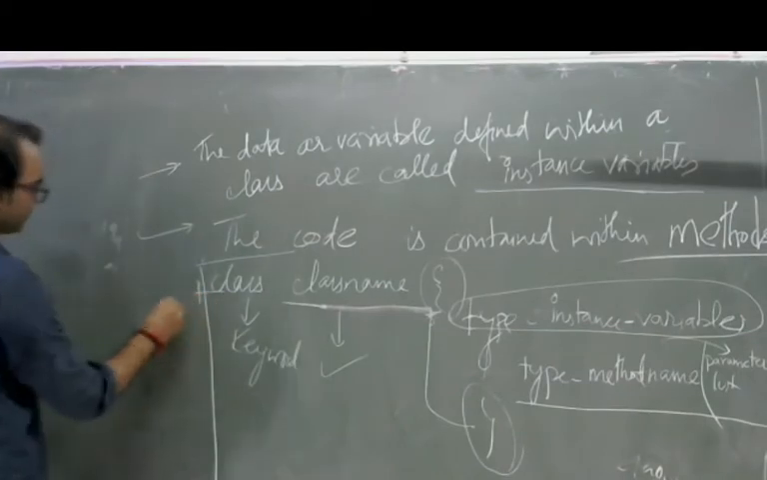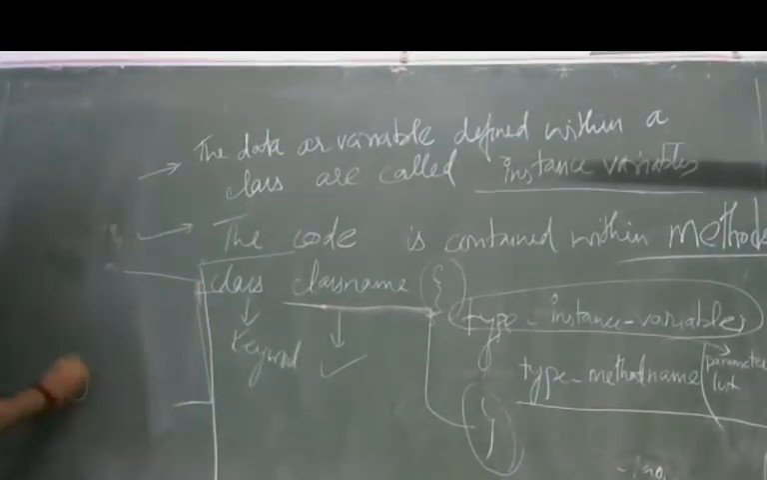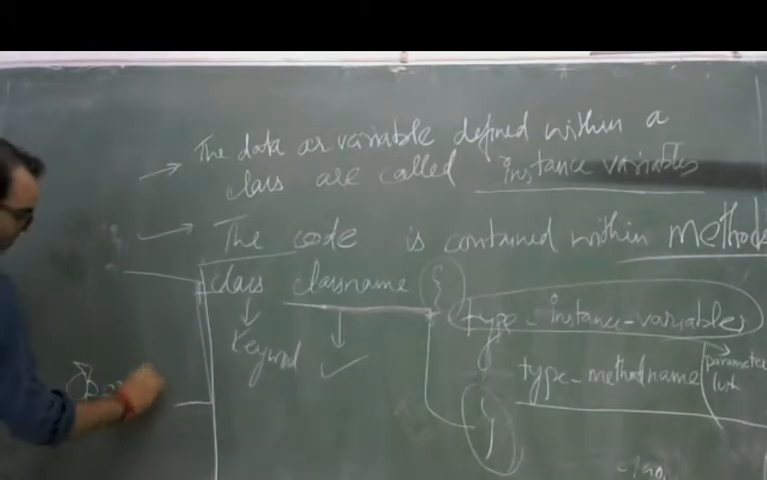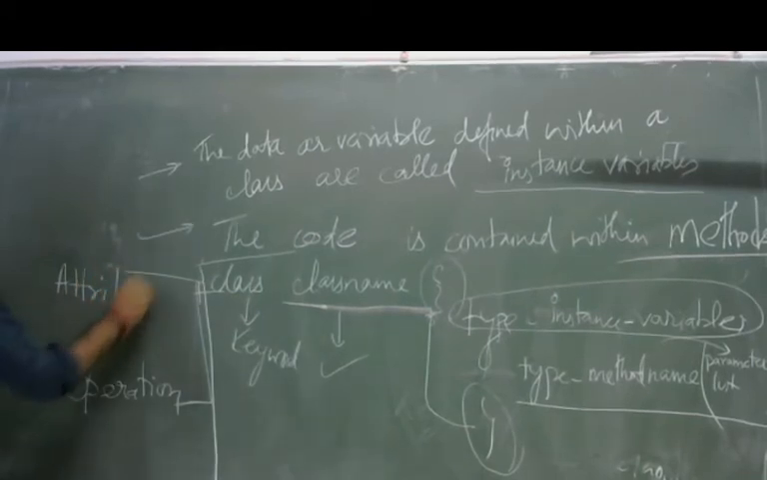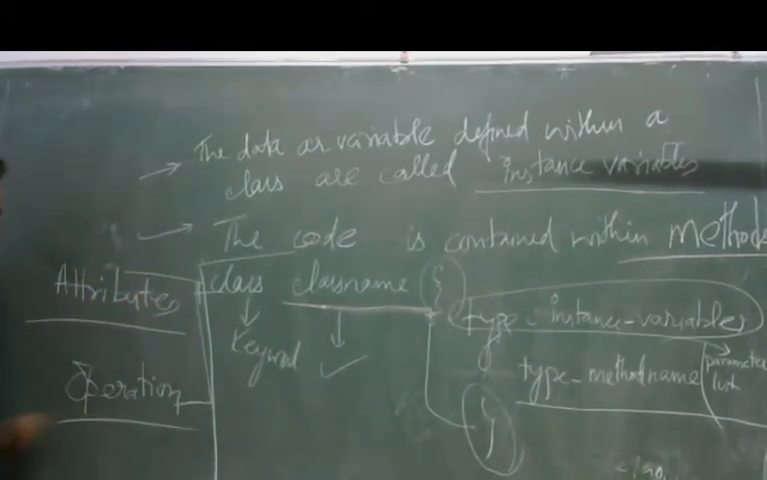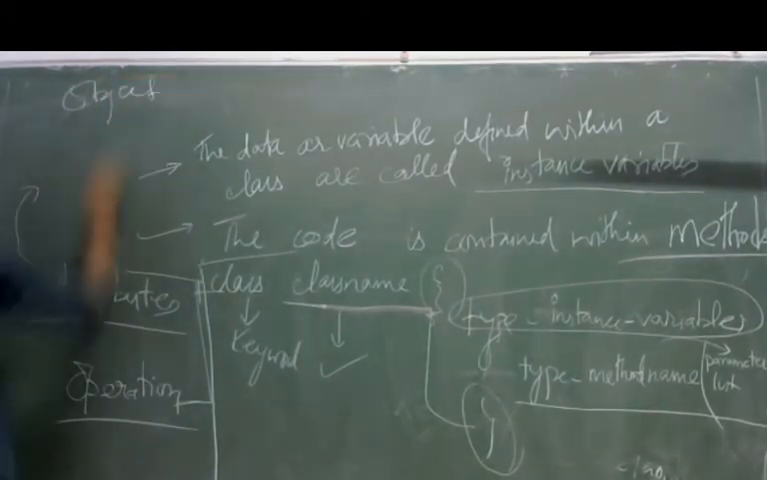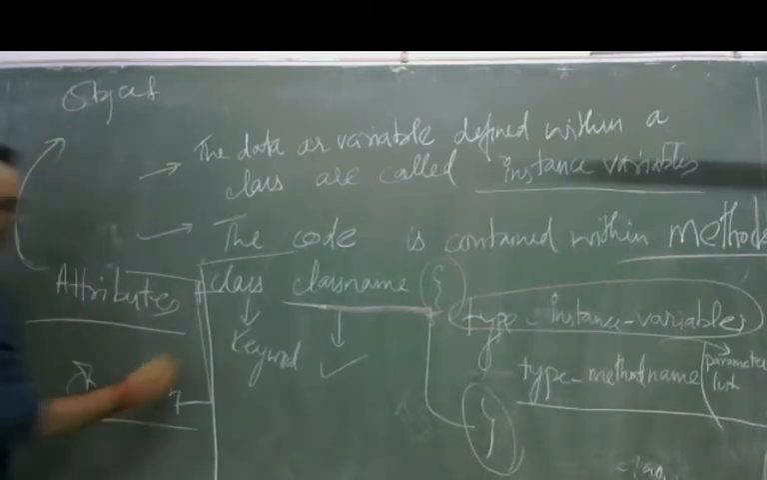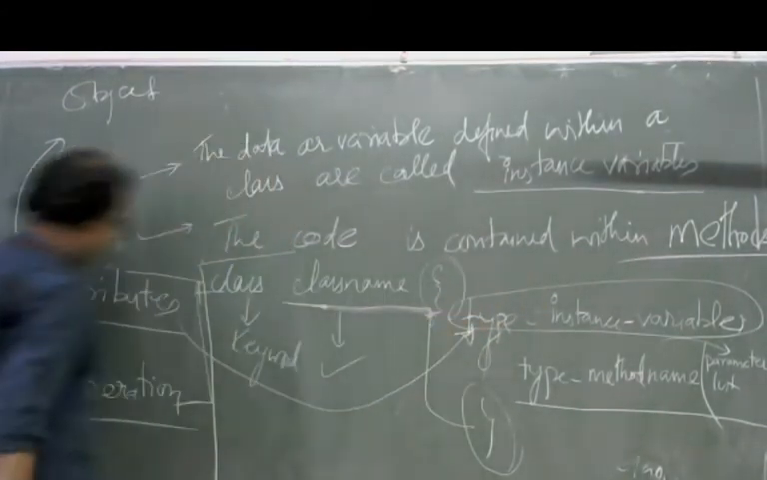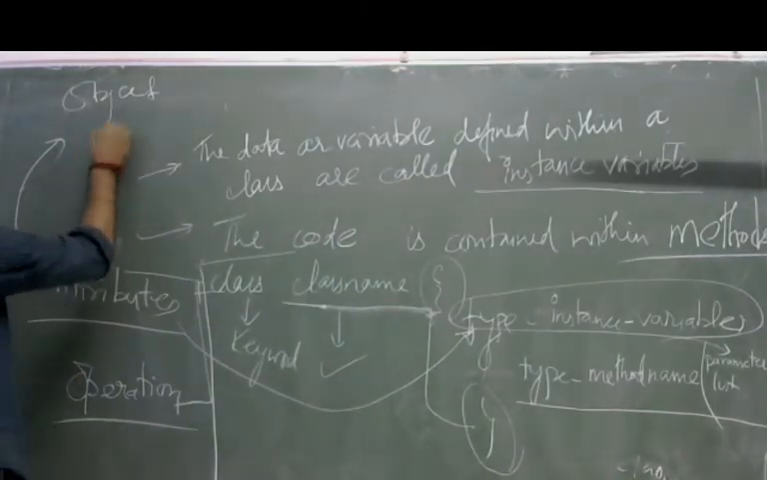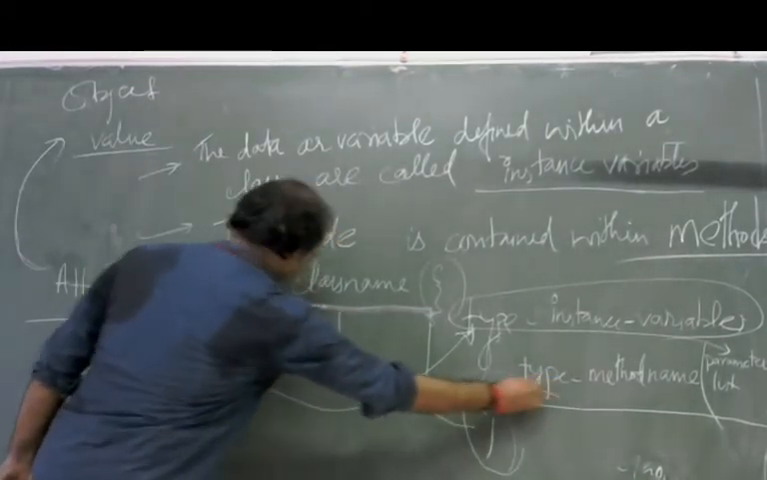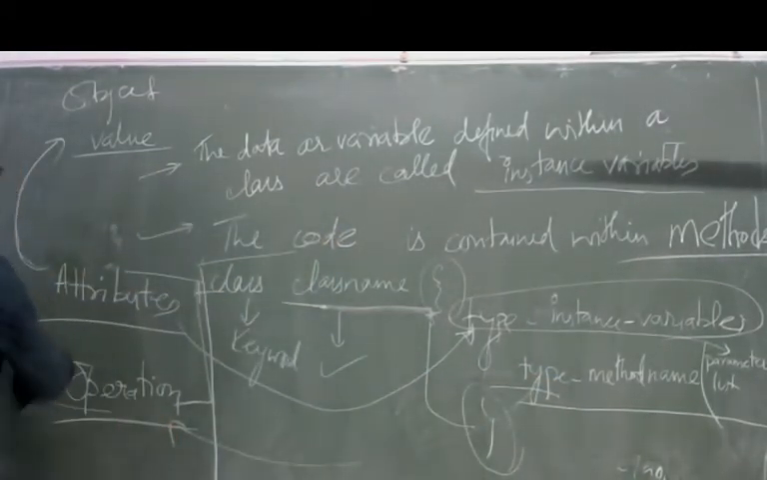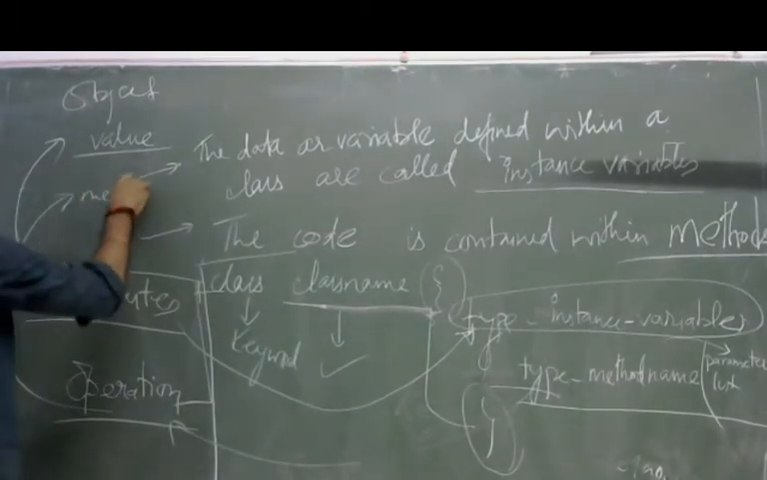This class has two things. First, operations. Second, attributes. In class, we define operations and attributes. And in the practical world, in an object, based on the type of instance variable, we define our value. Based on the type of the method name, or you can say operations, we define our method in the object.